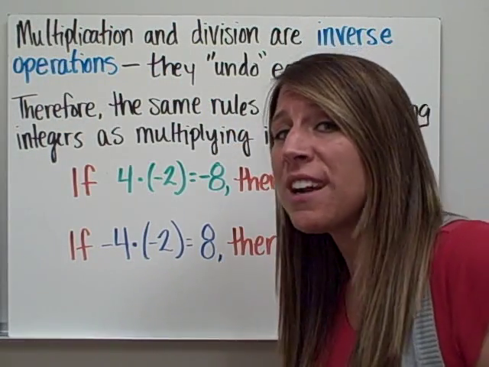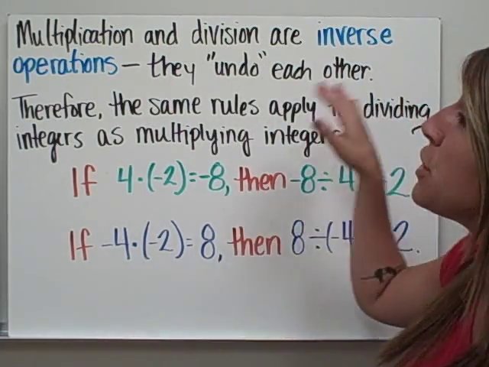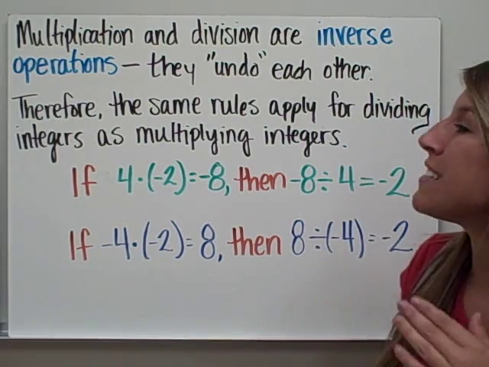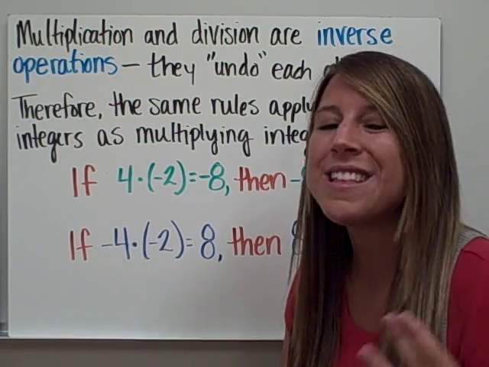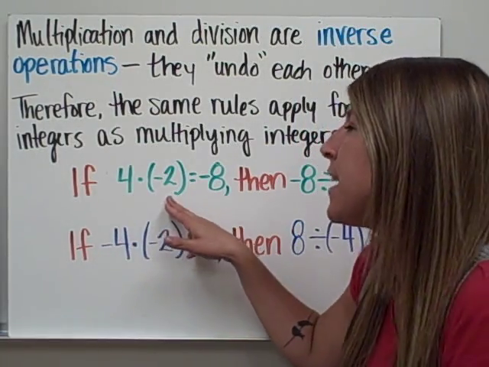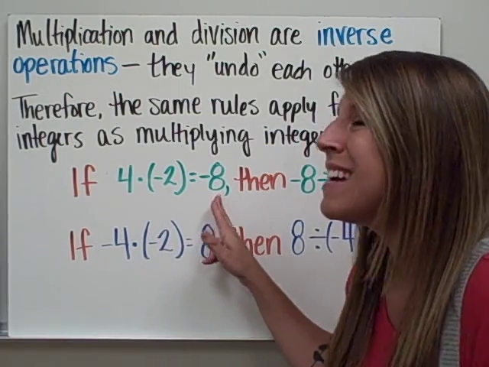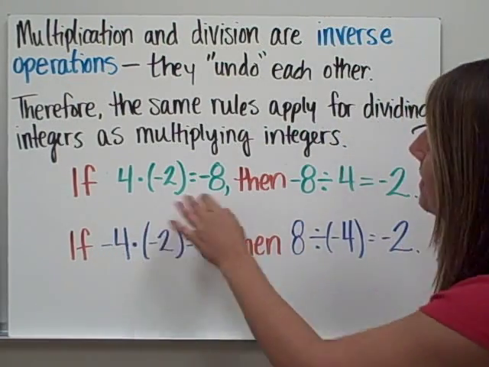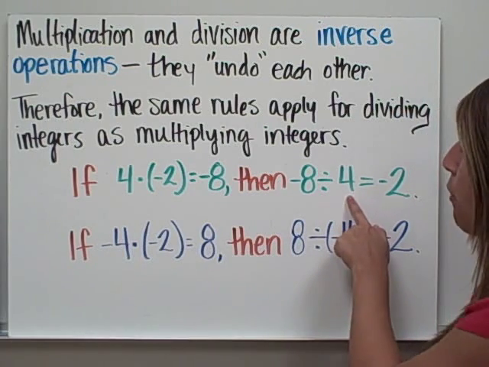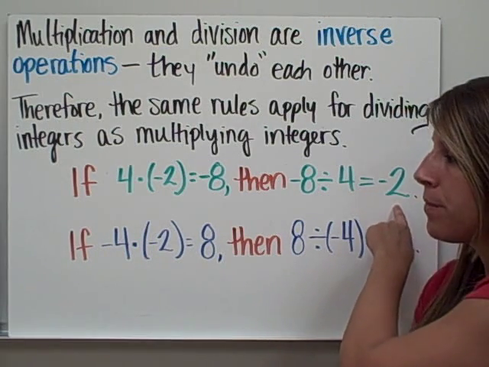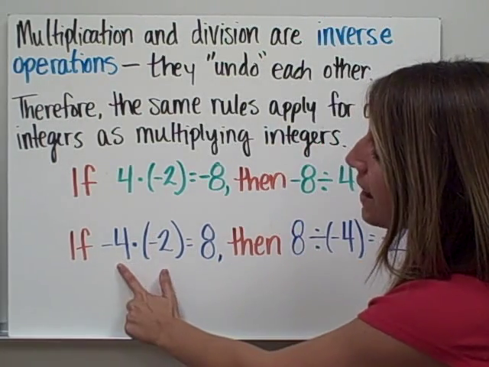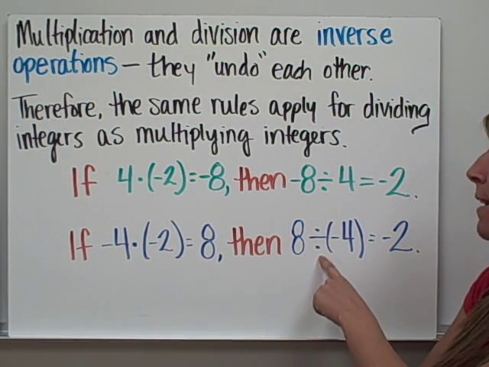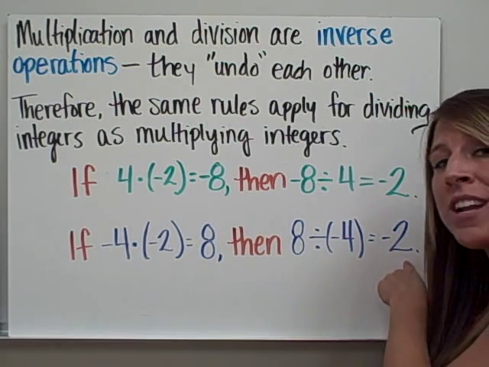Now, just like addition and subtraction, multiplication and division are inverse operations, which means they undo each other. Therefore, the same rules apply for dividing integers as multiplying integers, and this is why. If you multiply 4 times -2, your product is going to be -8. Now we know that division is just the opposite of multiplication, so we can take this fact and say, well, -8, if I divide that by 4, I'm going to get -2. The same holds true in this example, where -4 times -2 is a positive 8, and so therefore, 8 divided by -4 is going to give me a quotient of -2.